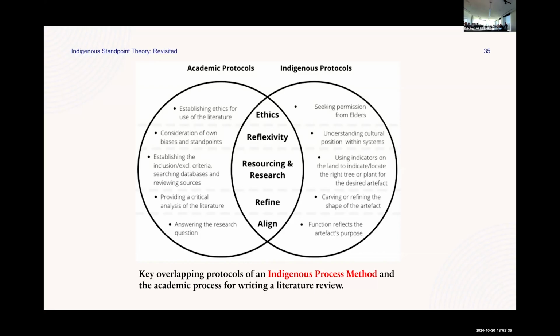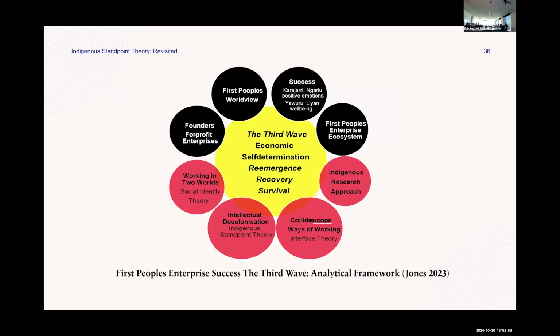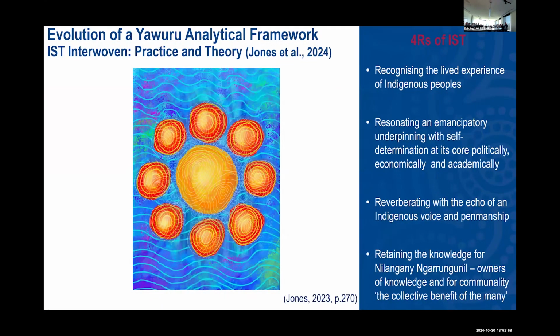And so if we just went through ethics, reflexivity, resourcing and research, refine and align, very early in my work in Hawaii, the 4 things I was told were humble, humility, reciprocation, and your ethical approach. So this was key. So this comes into Mark's, if you haven't read it, this is his 3rd wave, brilliant. And thank you. I've gone over. That's all right.